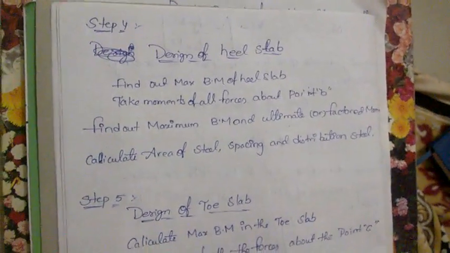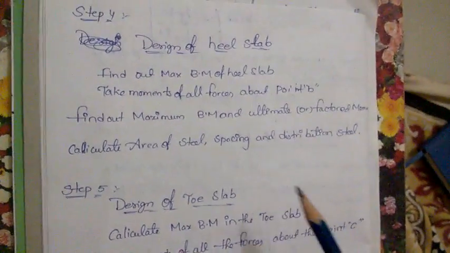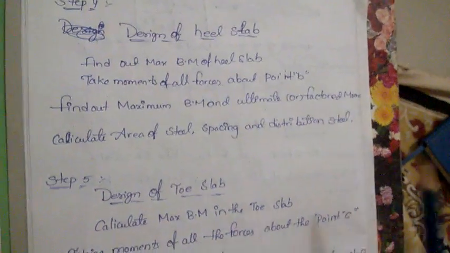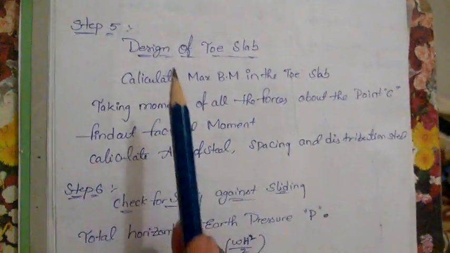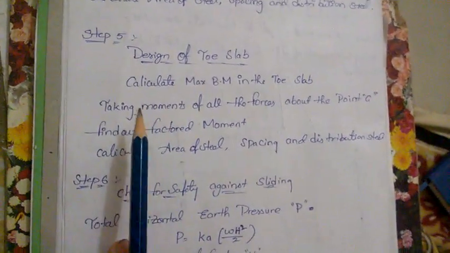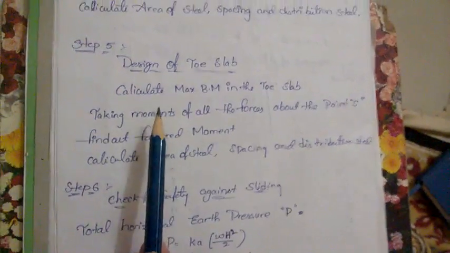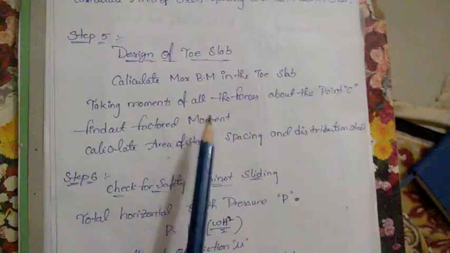Here they are telling to find out the calculation of area of steel. How much area of steel we require for our design, how much spacing of steel we should provide, and how much distribution of steel. For main steel and distribution steel, how much is required, we are finding. Now we are going to step 5, design of toe slab. Before that we have designed the heel slab. Now we are going to find the toe slab. As we have done for the heel slab, we find the maximum bending moment, taking moments, all these things.